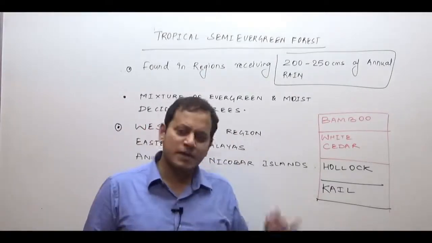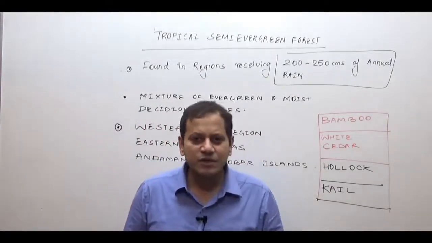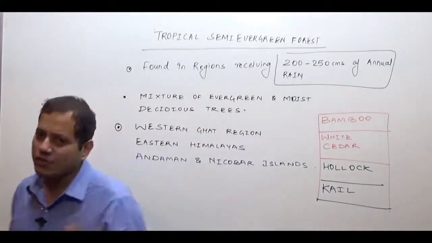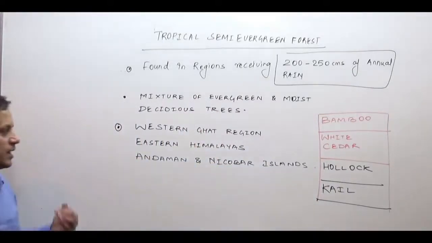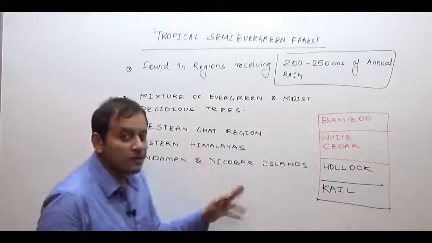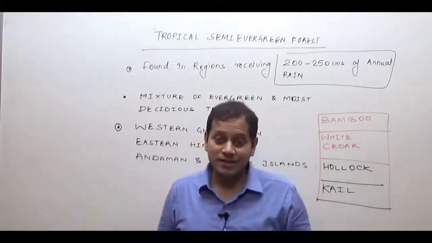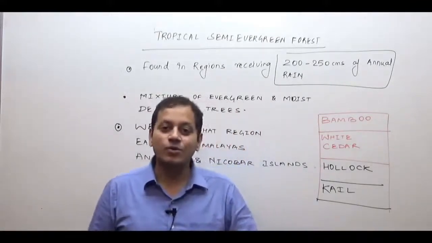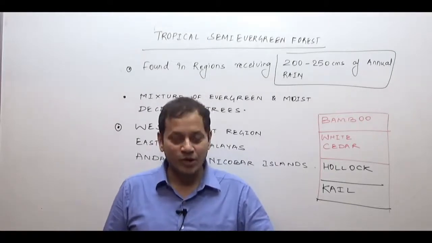So what about semi-evergreen and evergreen forest? These are the forests which are found in regions of very heavy rainfall. Semi-evergreen is a mixture of evergreen and moist deciduous. Important species here are rosewood, ebony, mahogany.